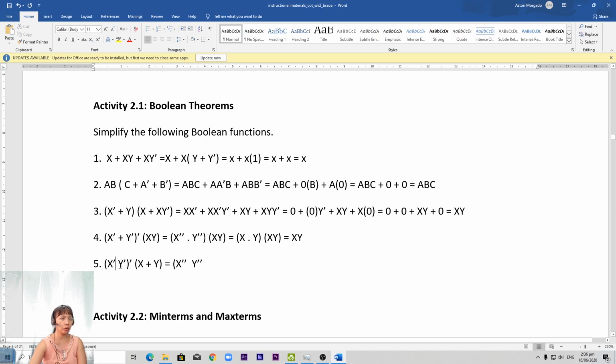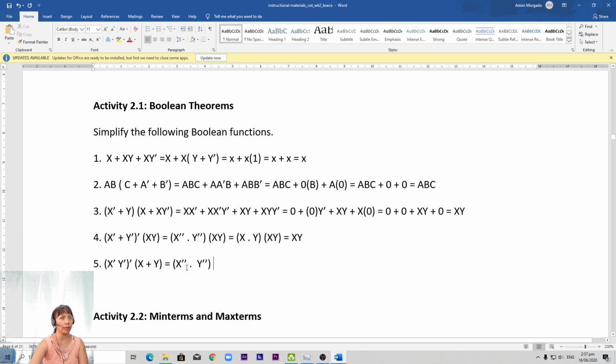Okay, so what's the operator for this? If there is no indication whether it is plus or dot, it means it's dot, it means it's multiply. It's like xy. What does xy mean? xy means x times y. It's the same with the Boolean theorem. If there's no operator, whether plus or dot, you assume that it is a dot or multiplication.